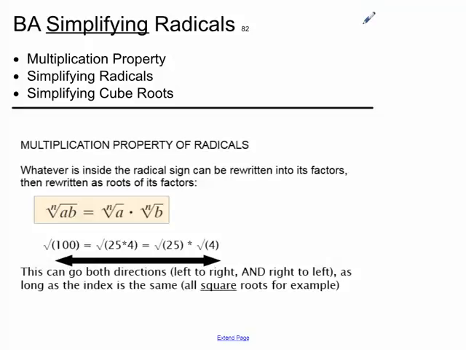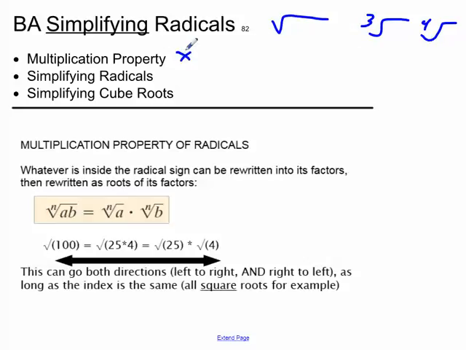Alright, so let's talk about simplifying radicals here. Remember, radicals are things that have a square root in them. So if we're talking about a radical, we're talking about something like a square root. And we can generalize from the square root idea to a cube root of something or to a fourth root of something as well. But if we study the rules for square roots, we can generalize all those rules to the third roots and fourth roots and things like that.